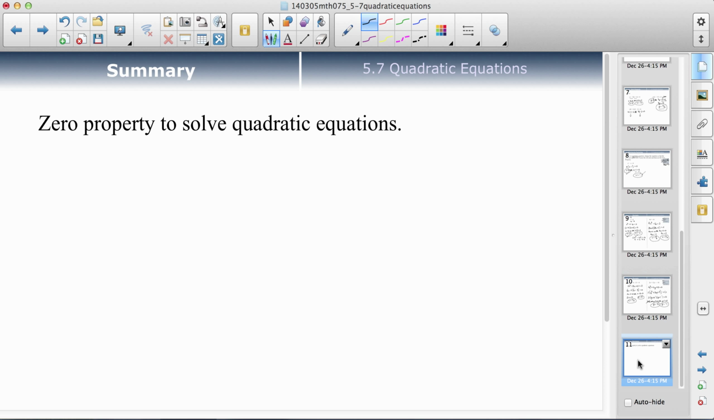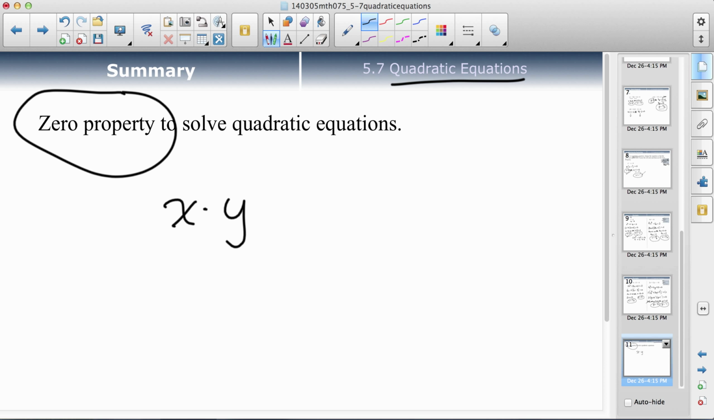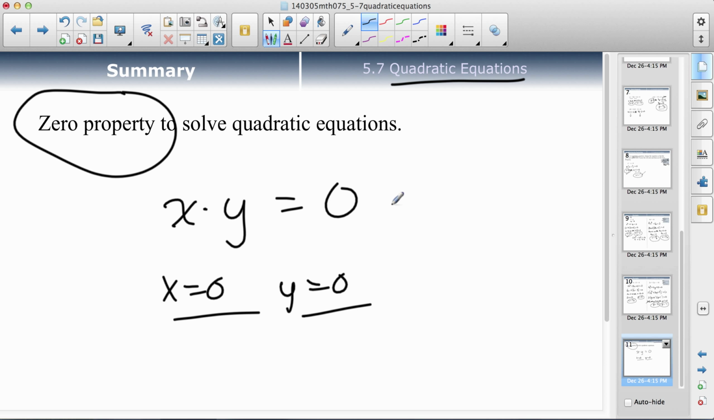Okay, so for solving quadratic equations, the big tool to add to your tool chest is this 0 property. That if I have anything times something else and it comes out to 0, either one of them is 0 or the other one is equal to 0, and that'll give me my two answers. All right, try a bunch of questions.